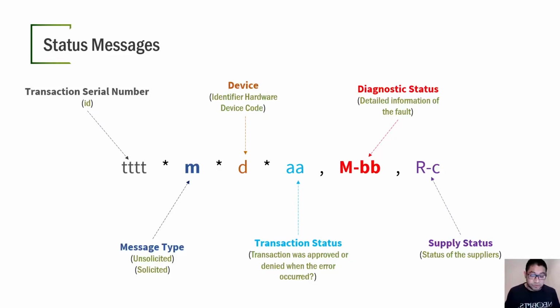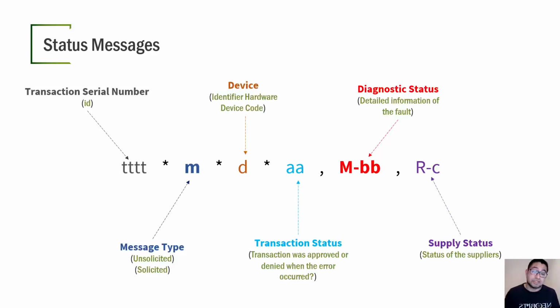So let's talk about the status message. The status message, this is like an example of what we will normally see, but this can differ between self-service software. But let's just use this as an example. This is from NDC. This is for NCR. And we have that first we will have a transaction serial number that is just an ID. This is error number 1, this is error number 2, something like that.